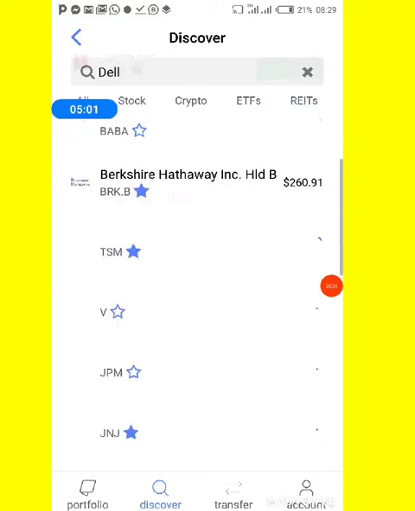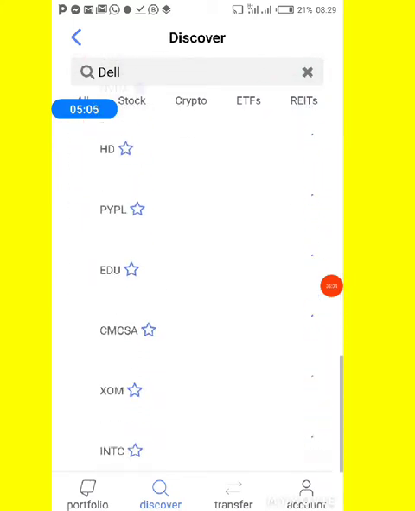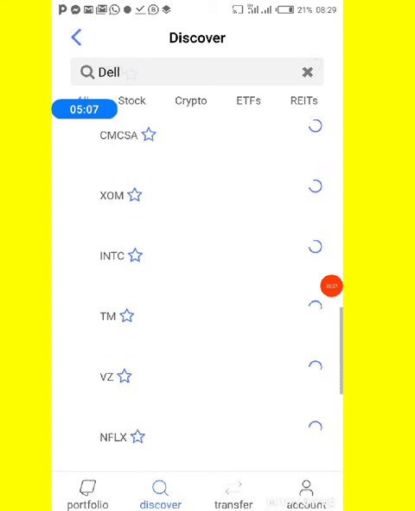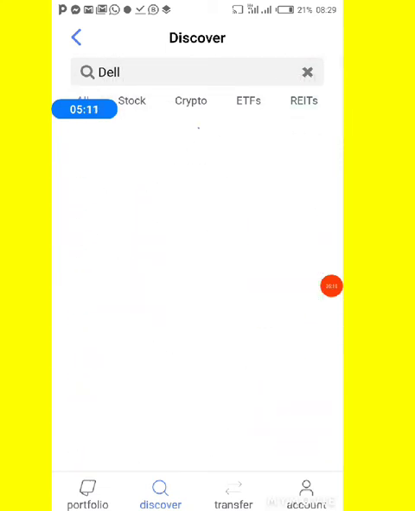But the Dell is not showing here. So what we are going to do, HD and the rest. I was just using this to show us the simplest way. I think it's going to show you, still searching for it. The simplest way, yes, look at it here, Dell is showing here.